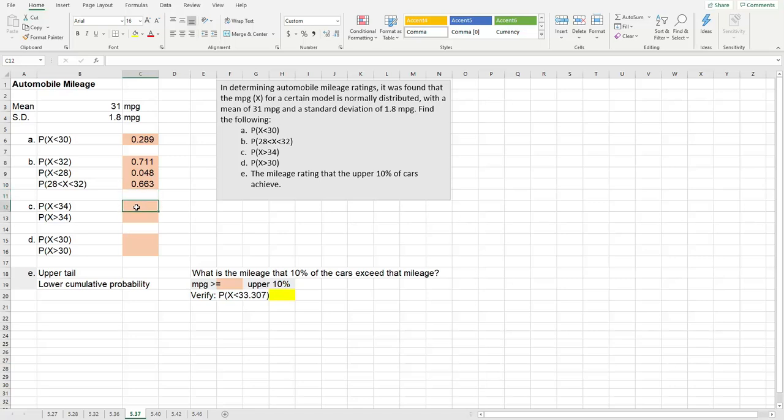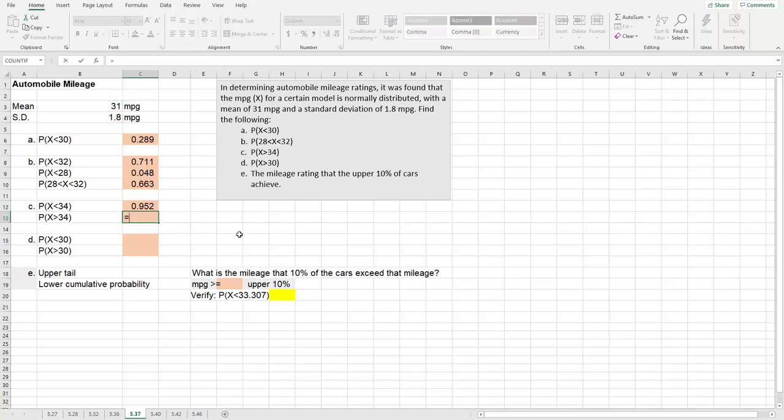Now here, question number C asks us what is the probability of getting a mileage rating above 34. So in order to get the mileage rating above 34, we need to first calculate the mileage rating of under 34. Instead of 28, we will put down 34.